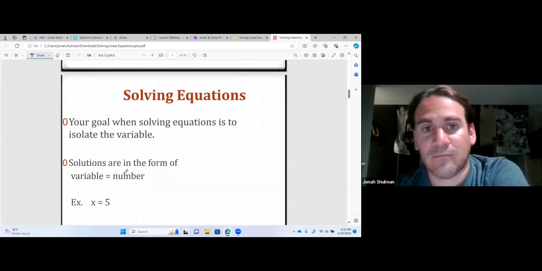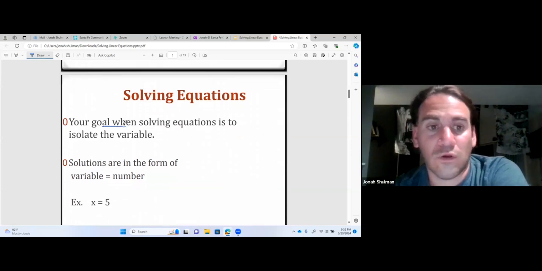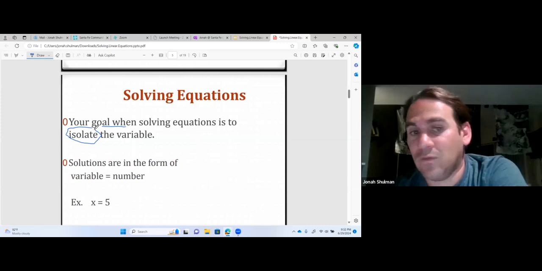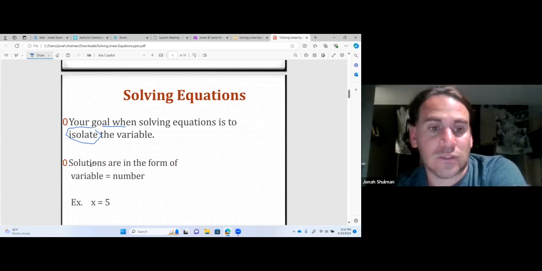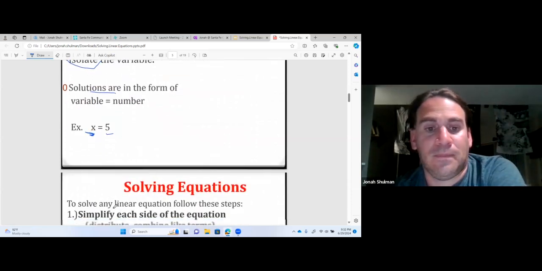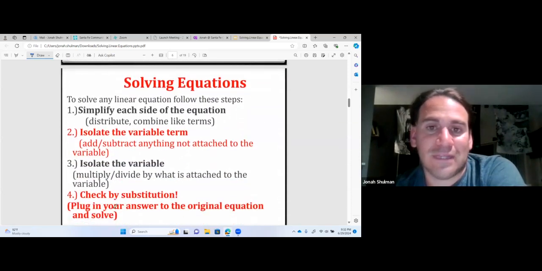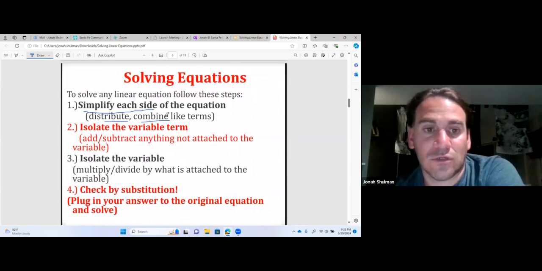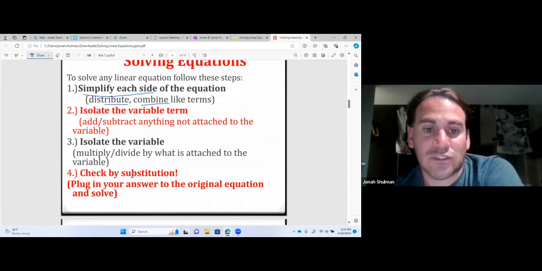Now, here's a little step for solving. So your whole goal is to isolate by doing the opposite of the variable. So I gave them a little goal first, and the solutions should always be just one x or one variable and the number. So I gave a little steps too before they get started. So they have to simplify each side, either distribute, combine like terms, isolate the variable by doing the opposite, and then we can check each answer by doing substitution.